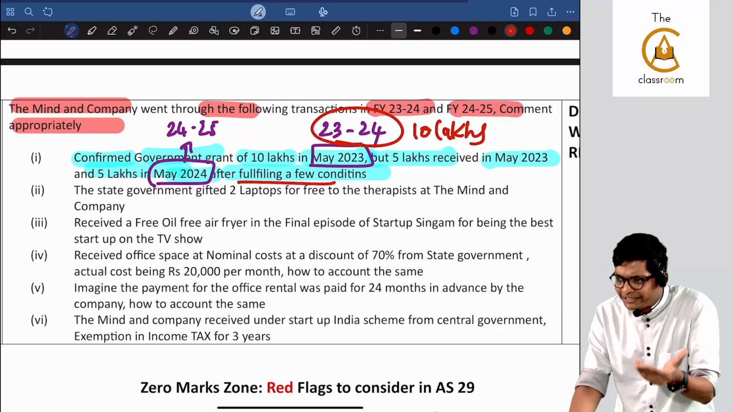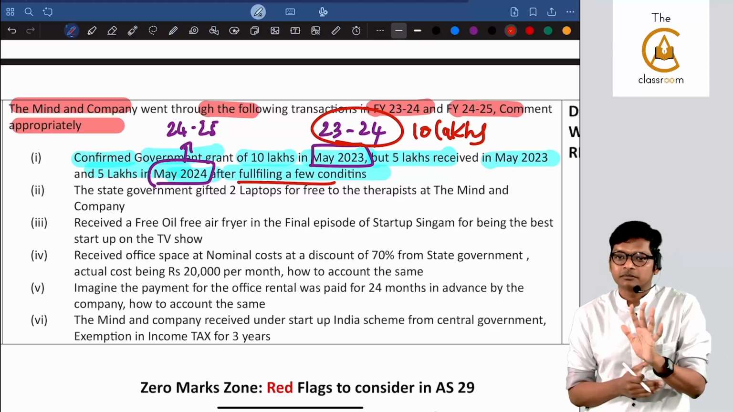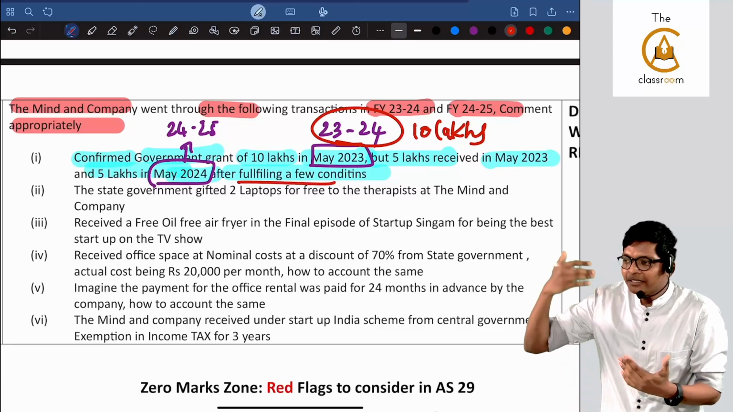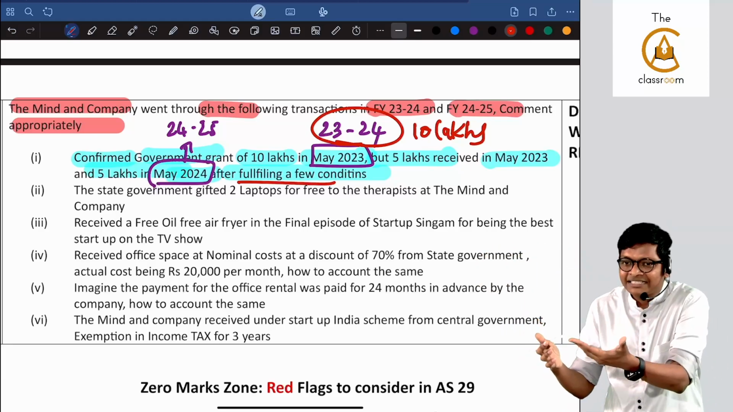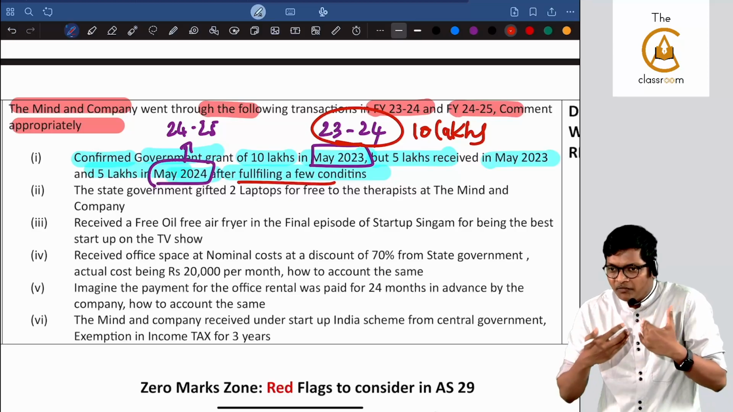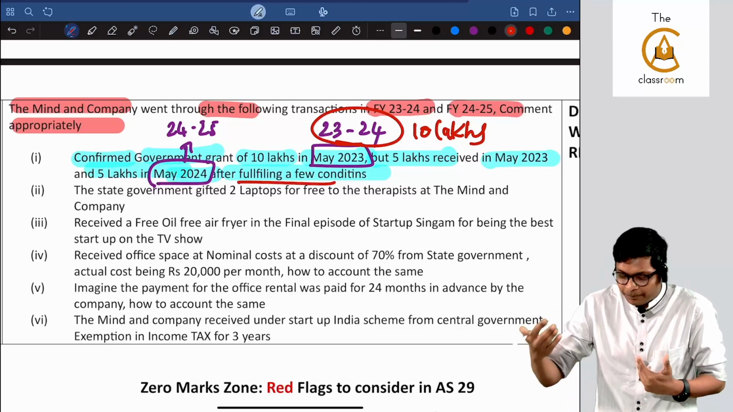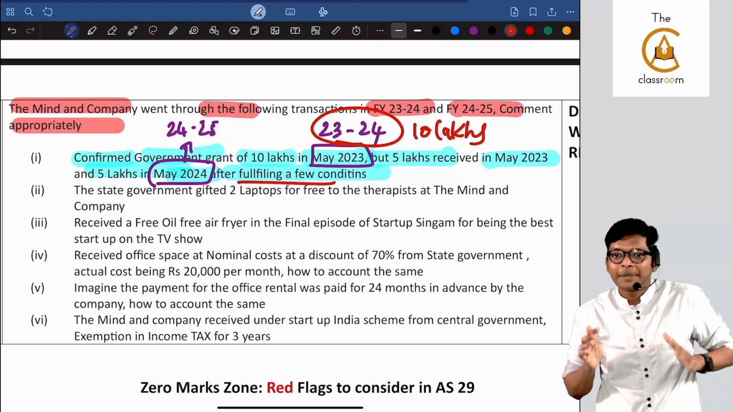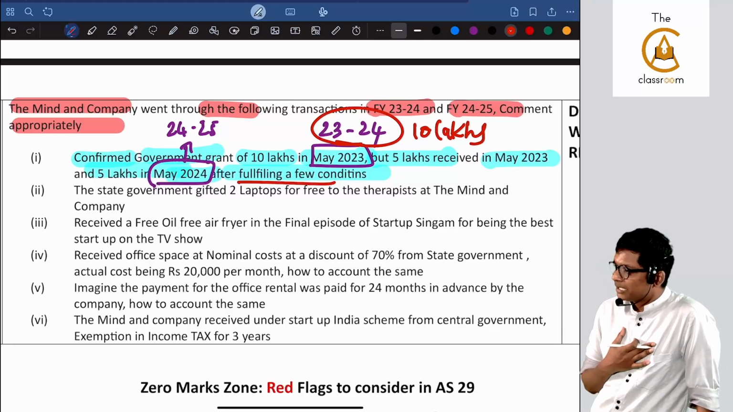Sir, what is the nature of the grant? This question is not about that. I am not asking whether it is a revenue grant or promoter's contribution. I will write first year bank to capital reserve, next year bank to capital reserve. What we got is a revenue grant. So in the previous year I passed bank to P&L, next year also bank to P&L. Are you following, guys? Clear?